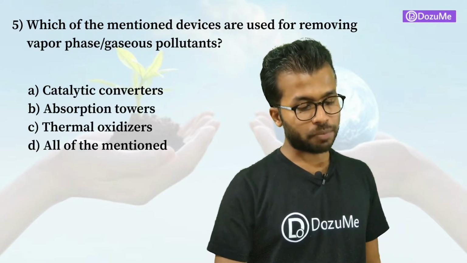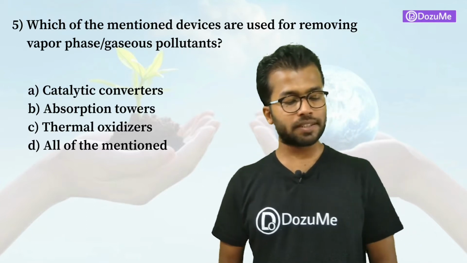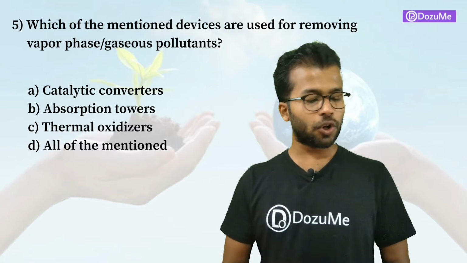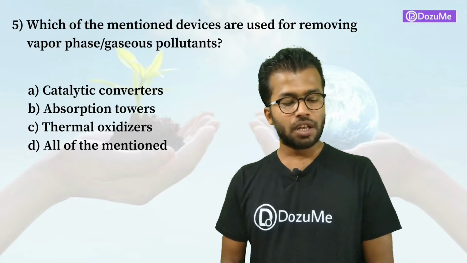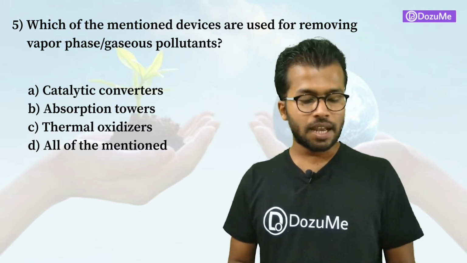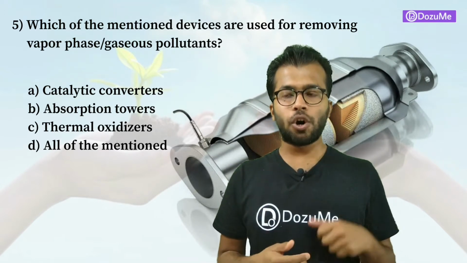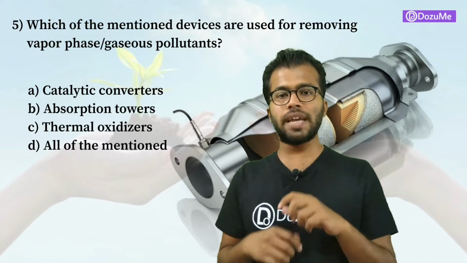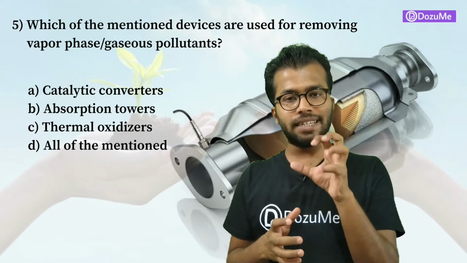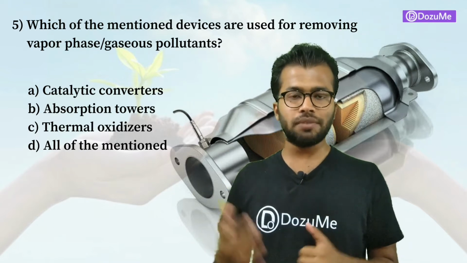Question number 5. Which of the mentioned devices are used for removing vapor phases, gaseous pollutants? Catalytic converters, absorption tower, thermal oxidizer, or all of the above, all of the mentioned. Look, all of the answers are correct. So go to option A, catalytic converters. Basically, a catalytic converter is a kind of chamber which is fixed to the automobile's exhaust pipe or to the exhaust pipe of any industry. Within the chamber, the catalytic pads absorb the impure or toxic gases and release the pure gas to the atmosphere.